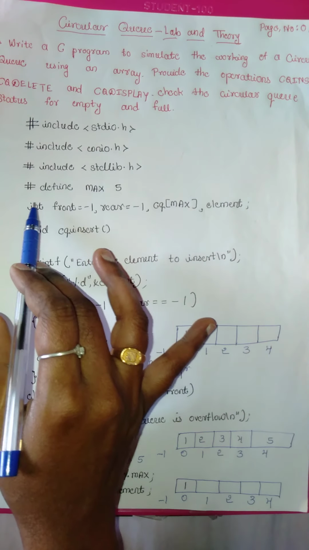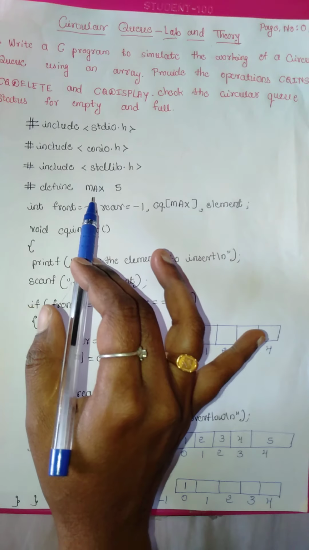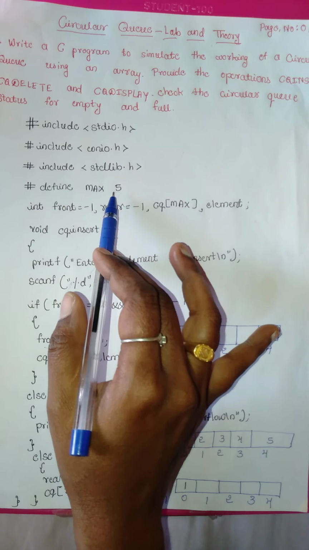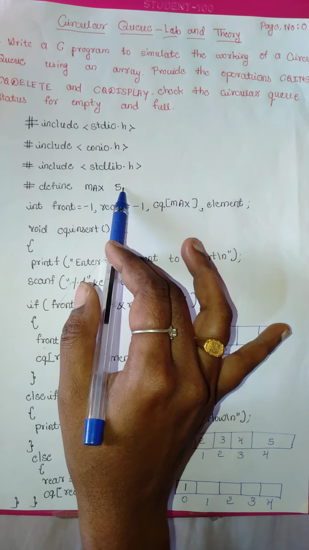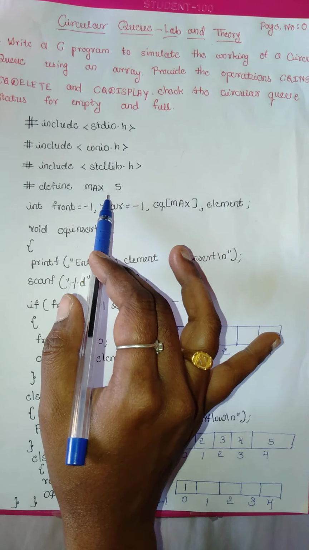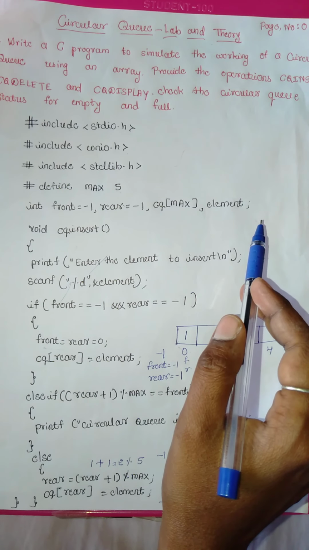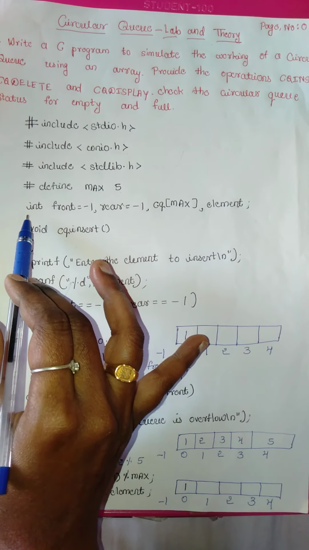Before inserting any element into the circular queue, we have to define a maximum size. So I am declaring the maximum size as 5. It means that it holds 5 elements, but the index goes up to 4. This is the global variable declaration part, of type integer.